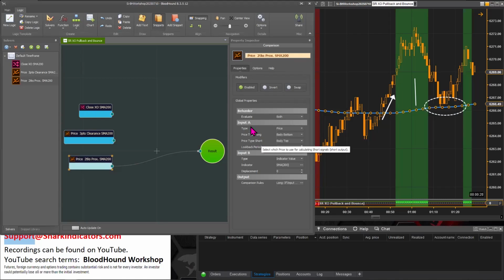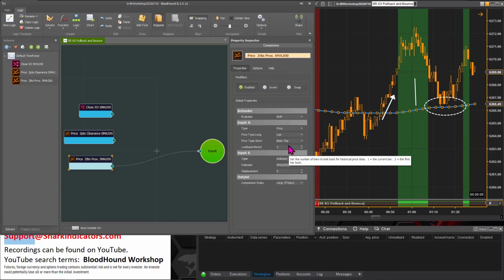So the first thing we need to figure out is, okay, what price are we using here? So this time, if it's a long signal, let's go with the low price of the bar. So I will switch this over to the low price of the bar. So for a long bounce, we'll check the low price of the bar. And if it's a short bounce, right, it will be the high price of the bar, right?